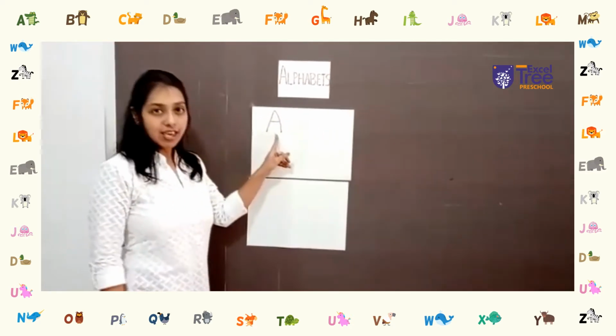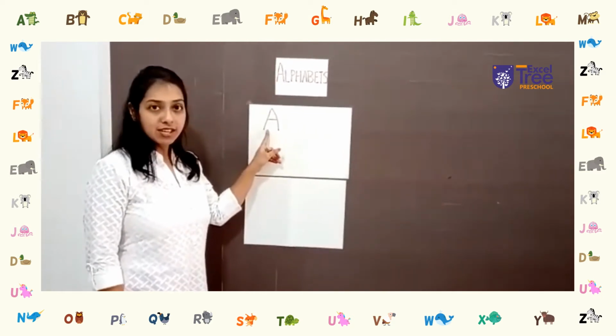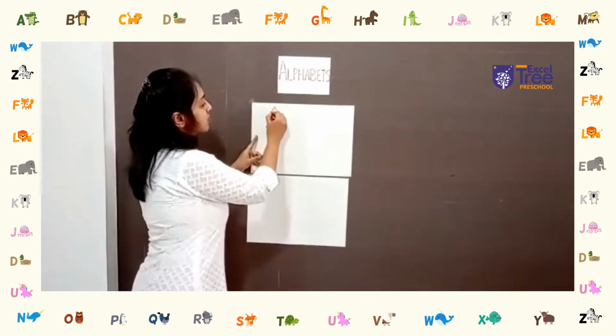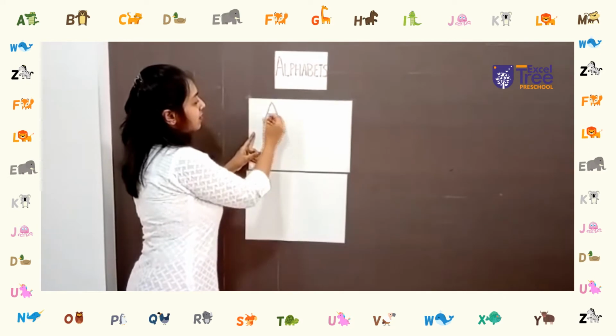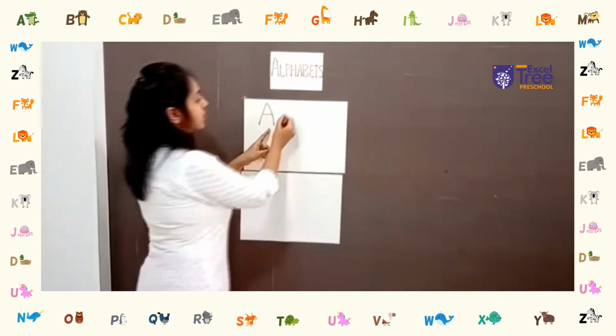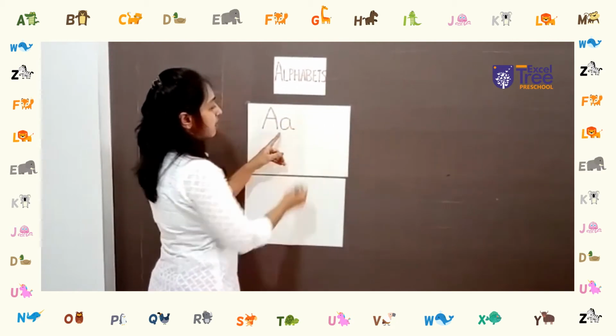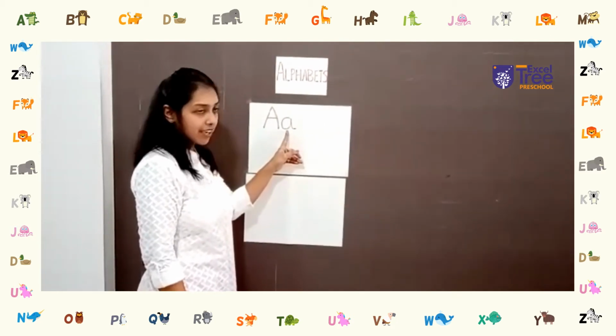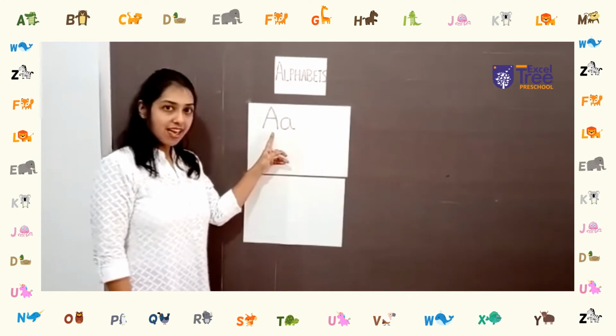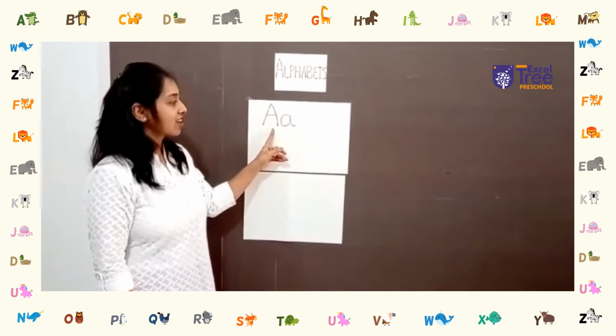This is A, big A, capital A. And this is small a, a, a, a.